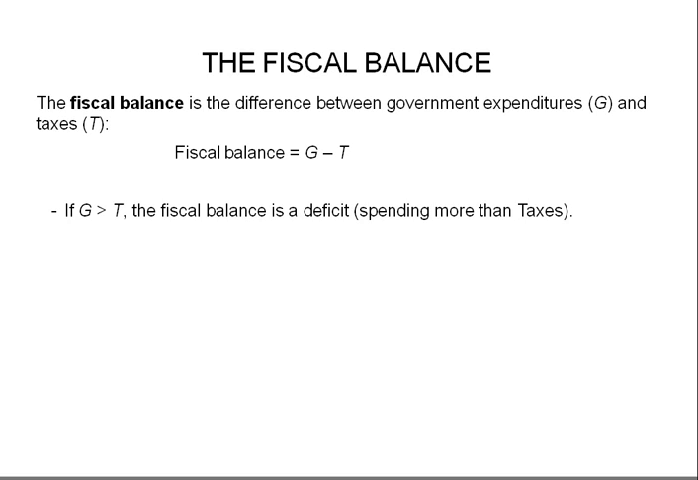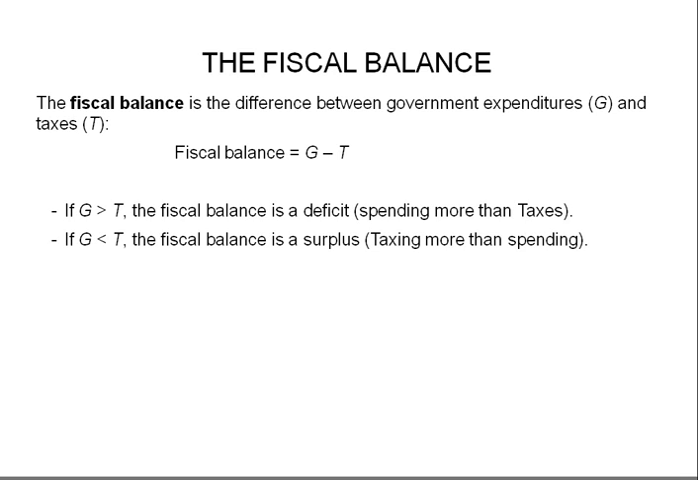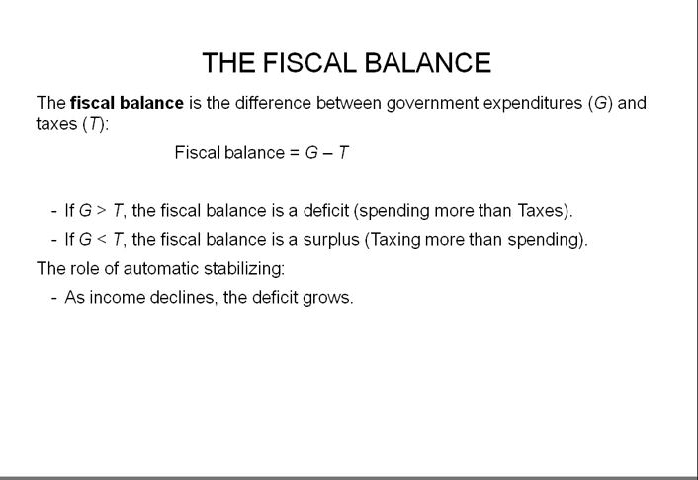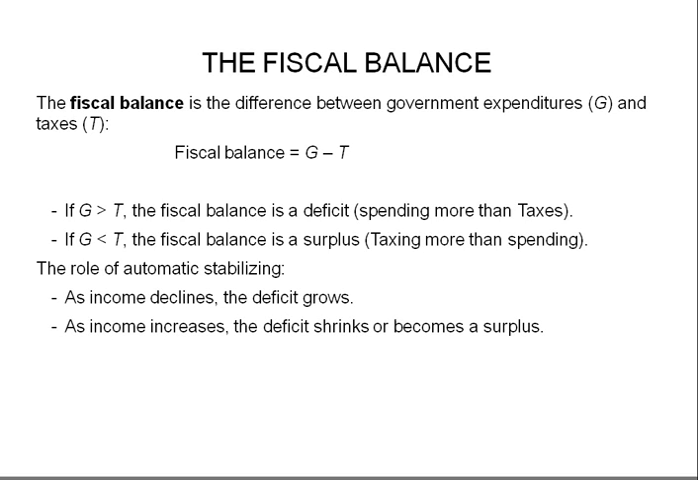If G is greater than T, the fiscal balance is a deficit. It means government is spending more than it is collecting. If G is less than T, the fiscal balance is a surplus. It means they are taxing more than spending. The role of automatic stabilizers: as income declines, the deficit grows. Of course, as income increases, the deficit shrinks or becomes a surplus.